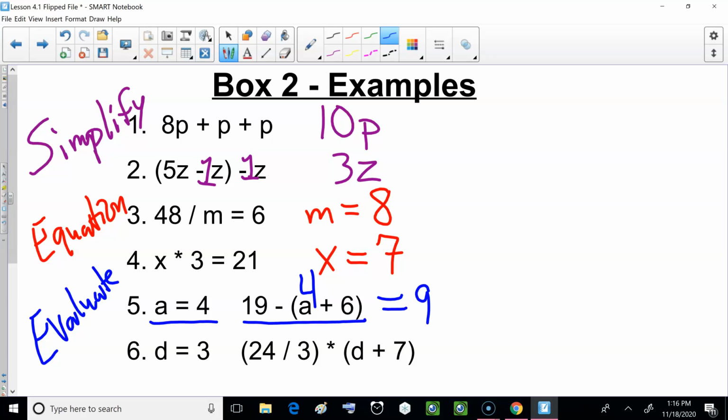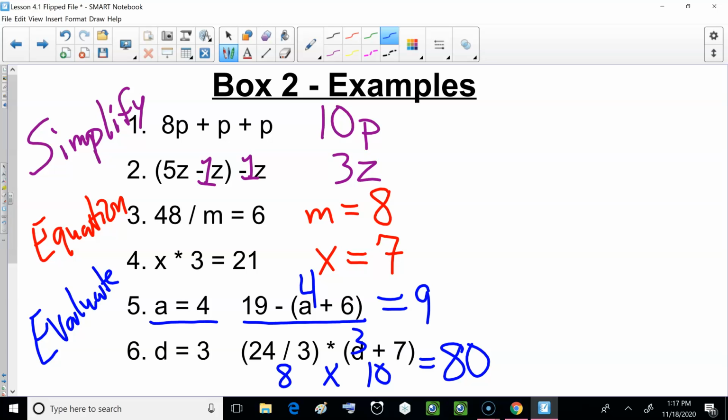Same thing too, d equals 3. 24 divided by 3 times d plus 7. If you do both of those parts, 24 divided by 3 gives us 8. This is also a multiplication symbol. And d is 3, so 3 plus 7 gives us 10. So 8 times 10 would equal 80. So when d equals 3, this expression would equal 80.